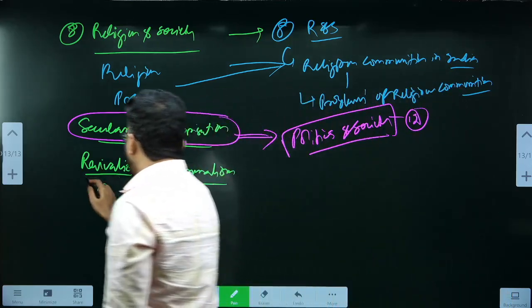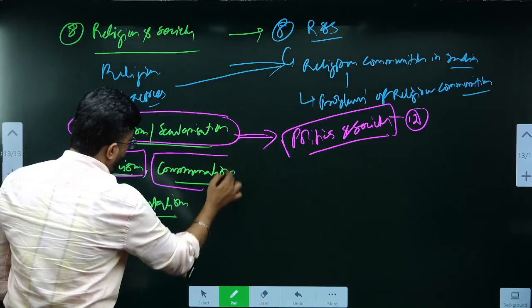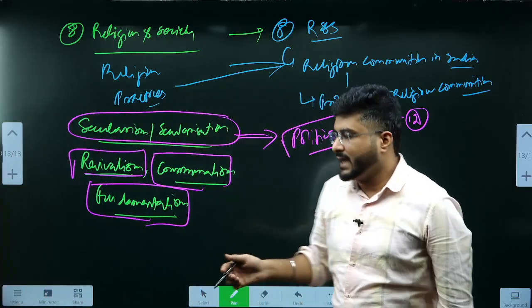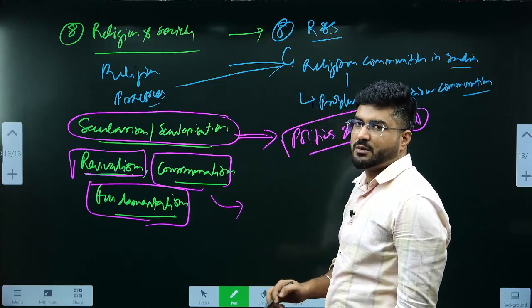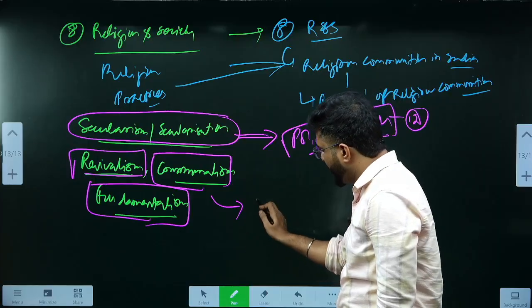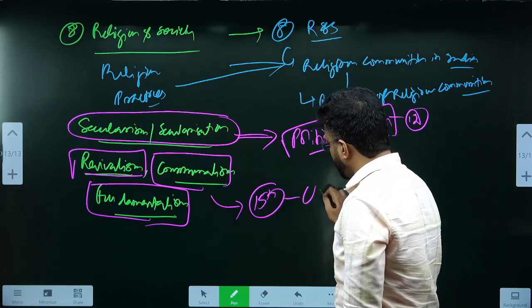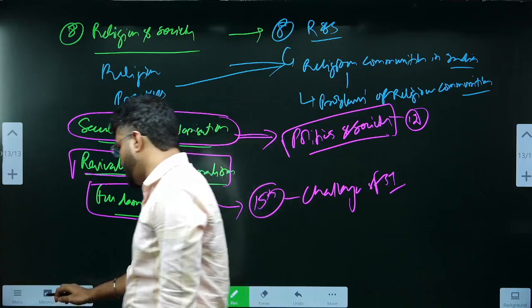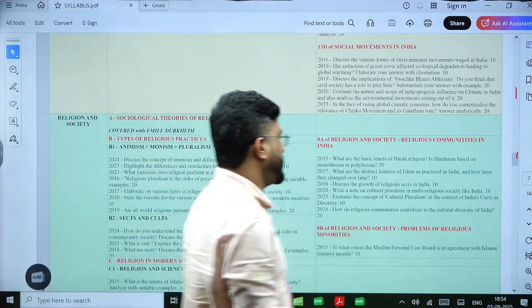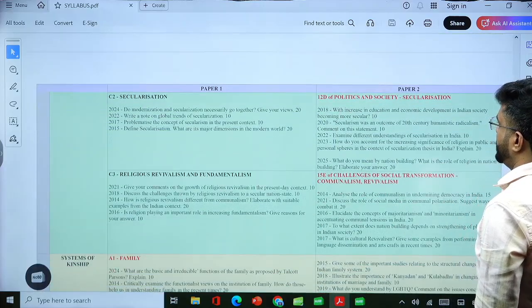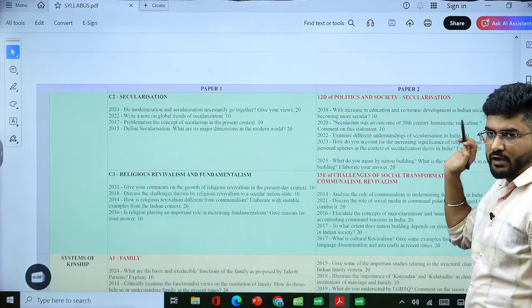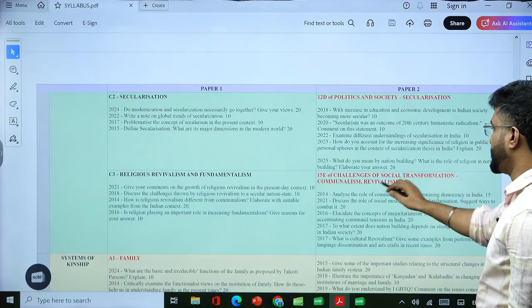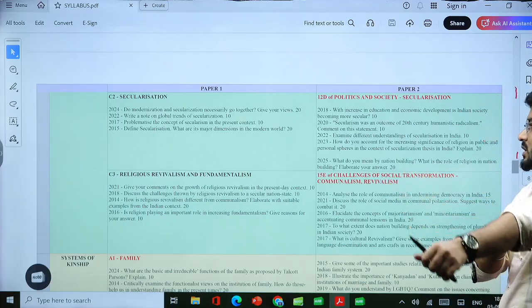Whereas revivalism, communalism, and fundamentalism are what? They are a problematic tone. Hence, they are problems for Indian society. That means they are a challenge to the social transformation of India. Hence, they are part of your chapter 15, challenges of social transformation. When we are going to cover these particular sections, we need to cover secularization in chapter 12, politics and society, and secularization, revivalism and fundamentalism. We have to cover communalism and revivalism of paper 2 with this particular section.